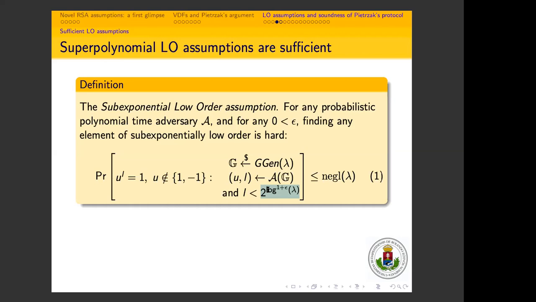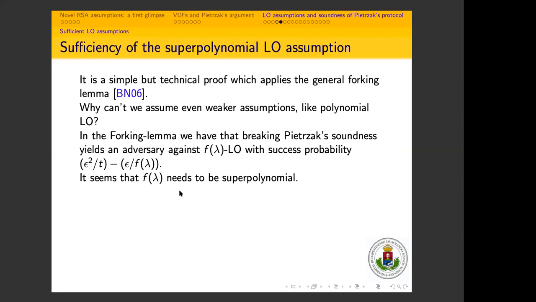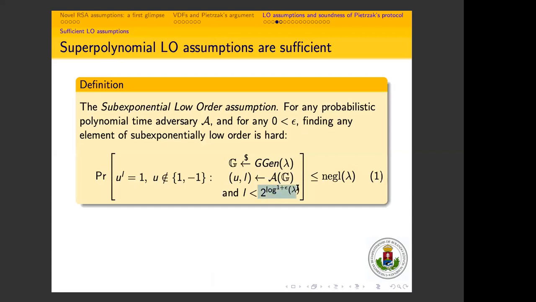But if you decrease this bound to a polynomial, then you can't prove the sufficiency of the assumption. So there's a really great tension around this bound. You can't decrease it because then you can't prove that it's sufficient, and if you increase it to sub-exponential, then it's not necessary. The forking lemma only allows us to prove the sufficiency for sub-exponential low order assumptions. The nice thing would be if any of you could prove that you can decrease this bound to a polynomial function of lambda, then our reduction would instantly prove that the polynomial low order assumption is equivalent to factoring.